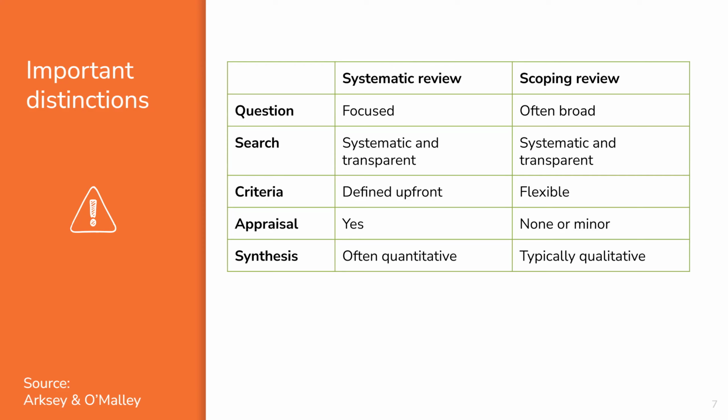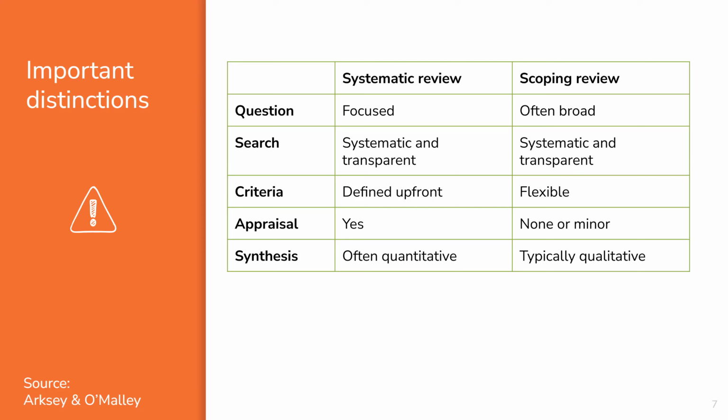And if we skip to the bottom of this chart for a moment, we can look at the synthesis. So often systematic reviews deal with quantitative questions, questions of a quantitative nature, versus scoping reviews tend to be qualitative in nature. So if you have a research question that's quite broad and qualitative, odds are you're conducting a scoping review. If your research question is very focused and quantitative in nature, odds are you're writing a systematic review.